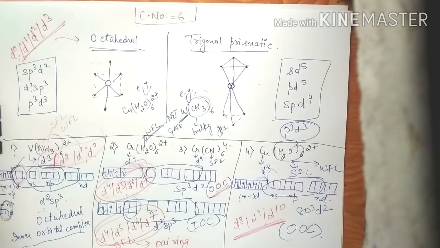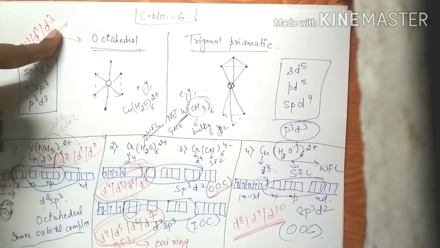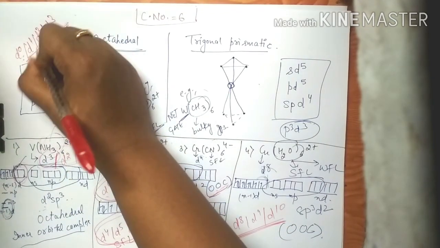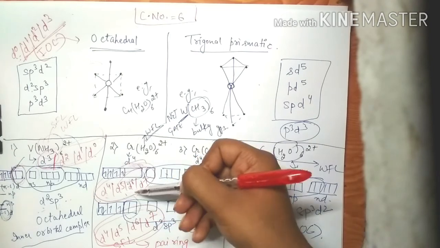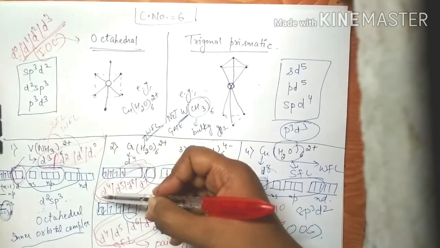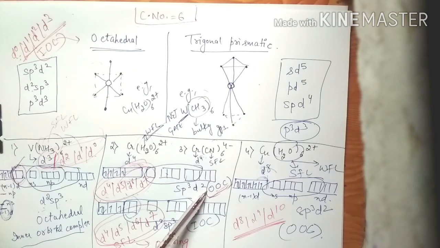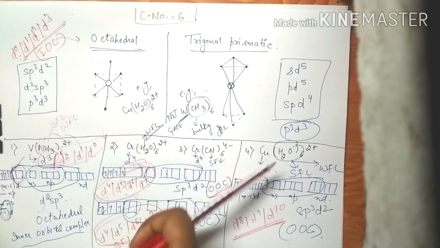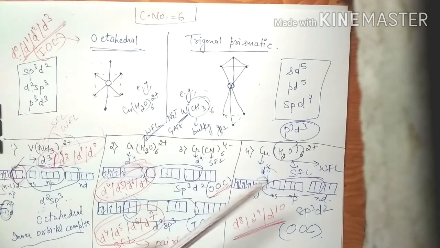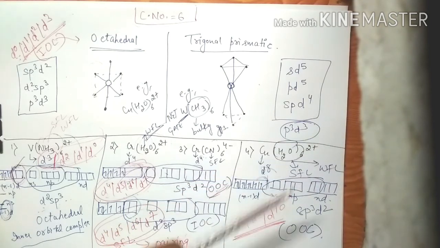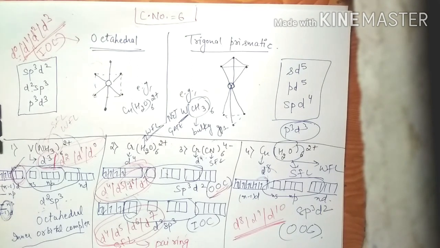So if I summarize, for d0, d1, d2 and d3, inner orbital complexes will always be formed. For d4, d5, d6 and d7, complexes could be inner or outer orbital complexes based on the ligands. If the ligand is weak, an outer orbital complex is formed. If the ligand is strong, an inner orbital complex is formed. In case of d8, d9 and d10, no matter whether the ligand is strong field or weak field, outer orbital complexes are always formed. So this is all about the compounds of coordination number 6.